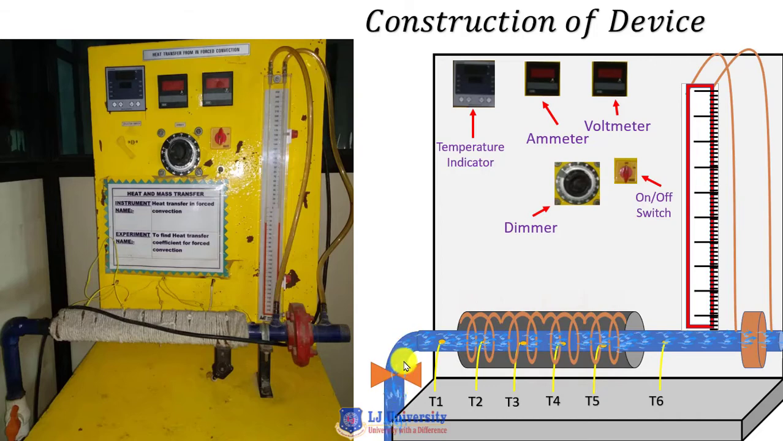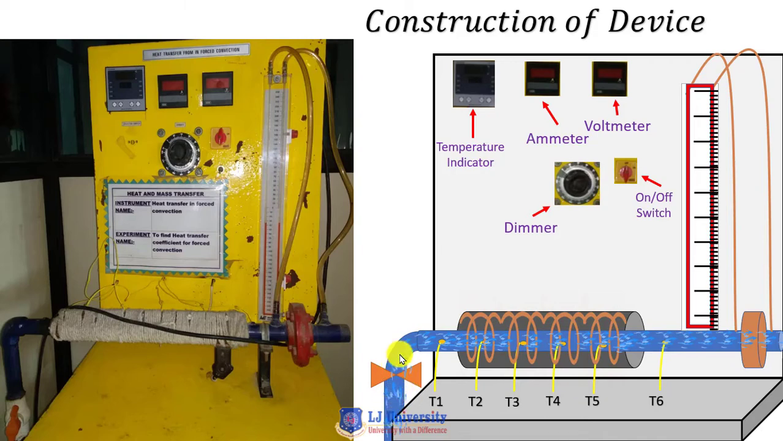This pipe goes over the cylinder. Through this pipe there is a flow of air with the help of a blower. As the air is flowing through the pipe with the help of a blower, this is known as forced convection, because you are providing external equipment for the flow of the fluid.